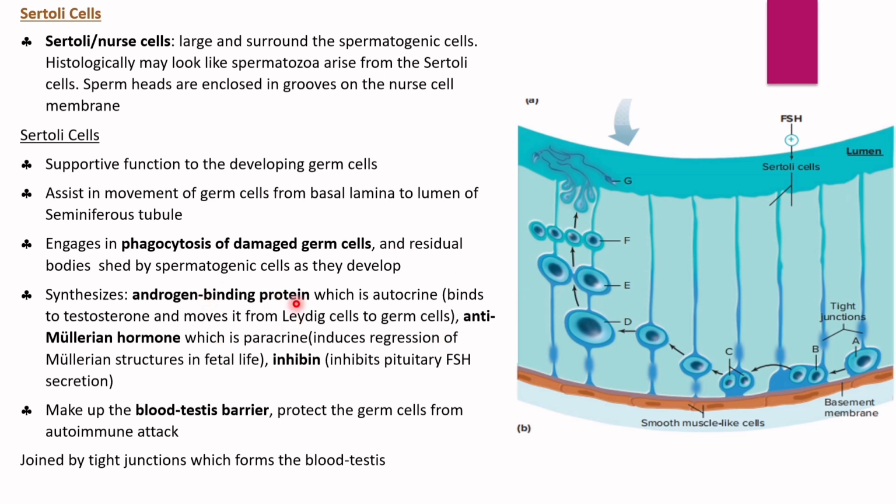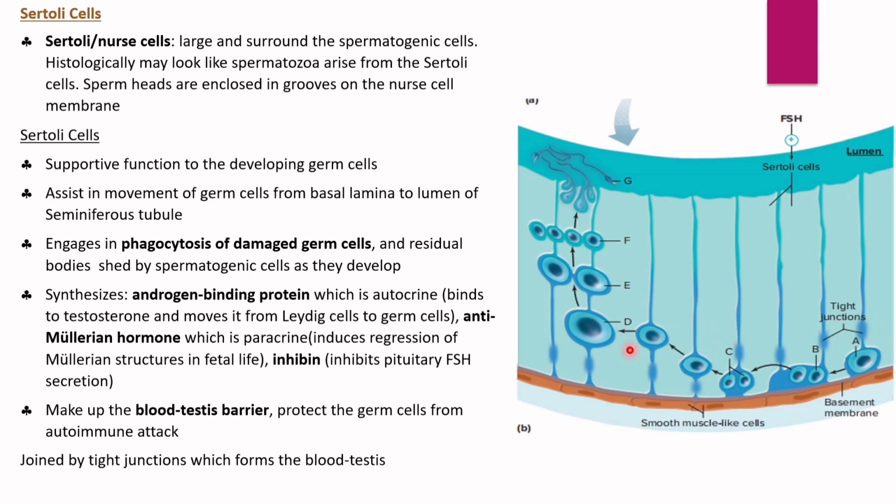It also secretes a hormone called inhibin, which will inhibit the pituitary secretion of FSH. So FSH is this one. It stimulates Sertoli cells so that they function properly. So if we see that there is overproduction of sperms, we inhibit the source of FSH, which is the pituitary gland.